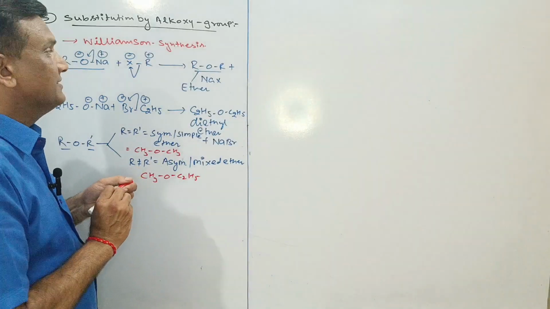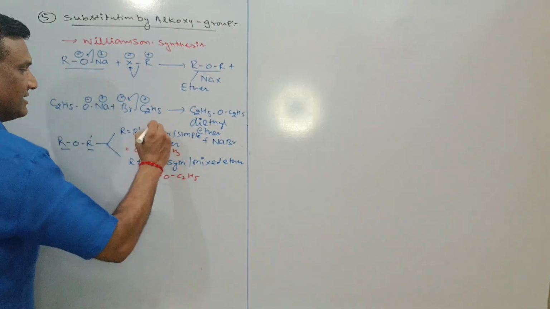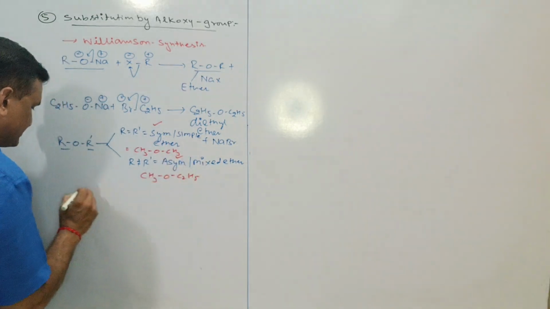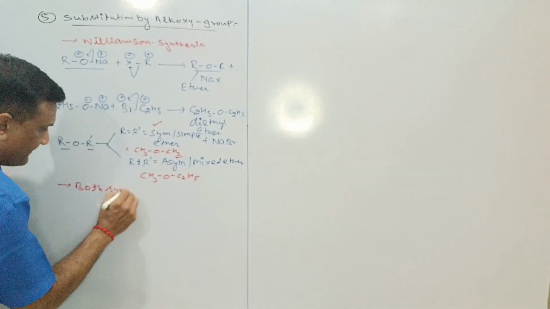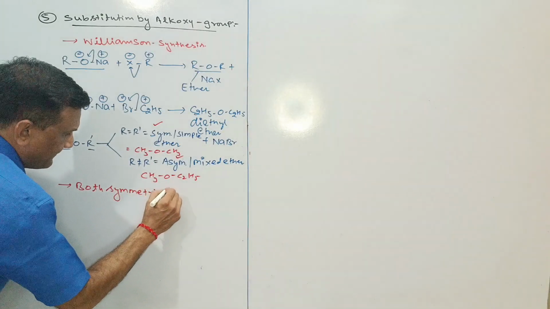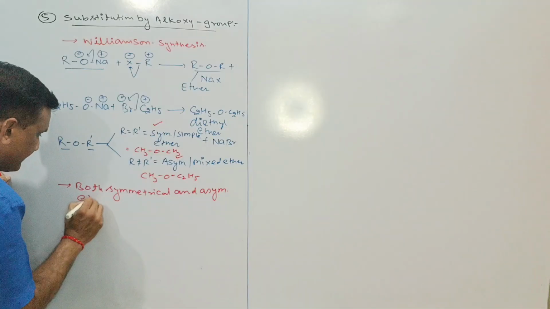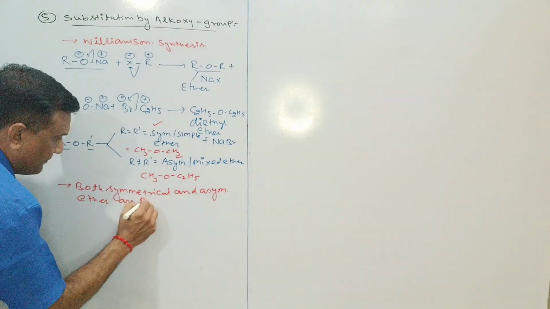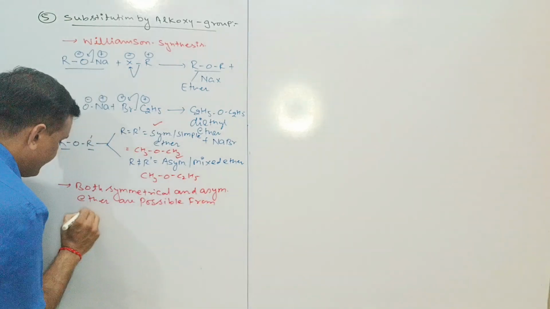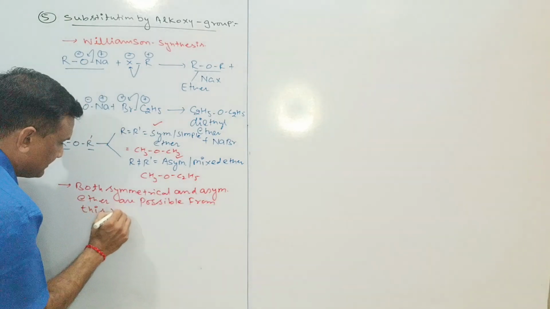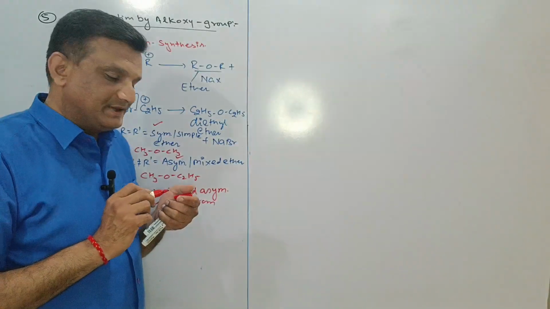So from this method we can get both symmetrical and asymmetrical ethers. Both symmetrical and asymmetrical ethers are possible from this reaction. This is the most important thing regarding Williamson synthesis.